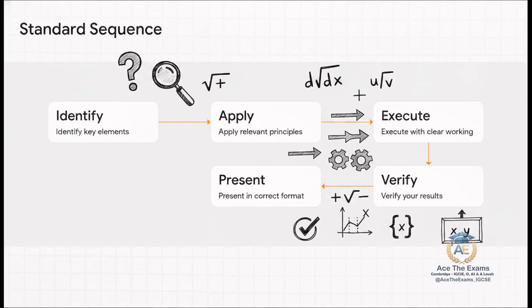Step 1. Identify key elements. What's the function? What's the command word? Is it asking for coordinates or just the x value? Is it asking for the nature of the turning point? Step 2. Apply relevant principles. Decide if you need to use the product rule or quotient rule depending on the function. Step 3. Execute with clear working. I mean it. Show every single algebraic step. Step 4. Verify results. Did you find both x and y? Did you test the second derivative correctly? And Step 5. Present format. Use clear notation, proper brackets for those coordinates, and a final conclusive sentence if a real-world context is involved.